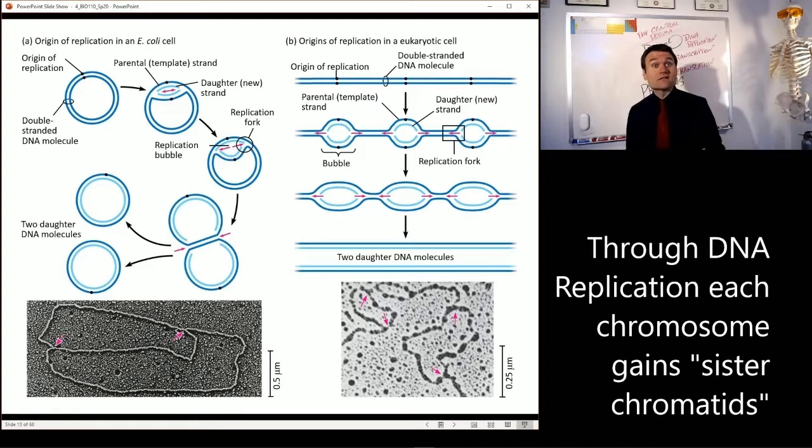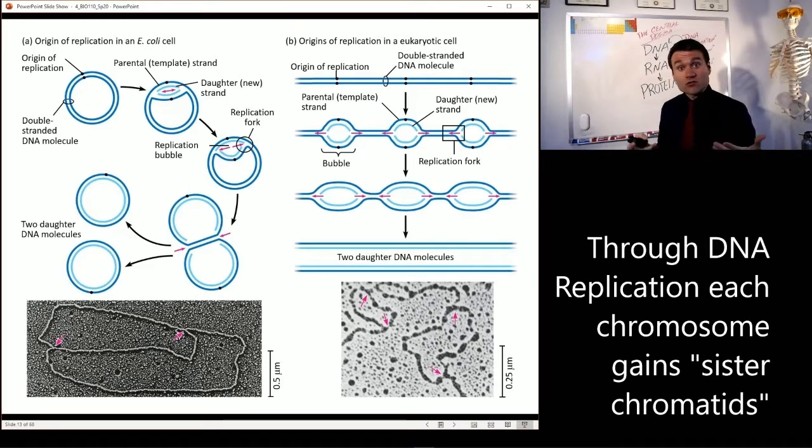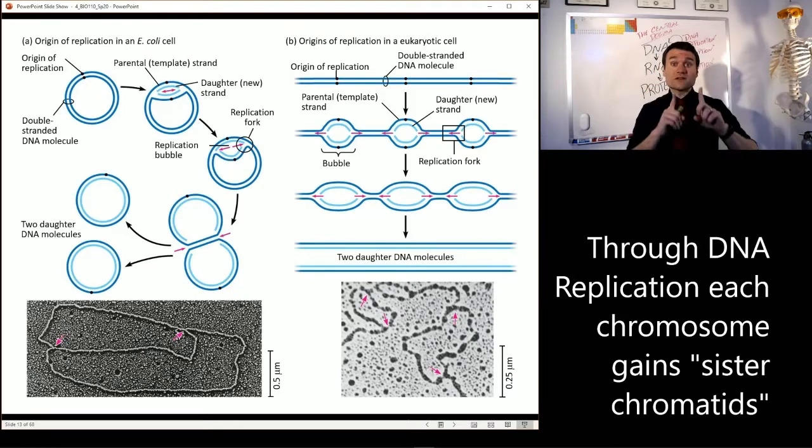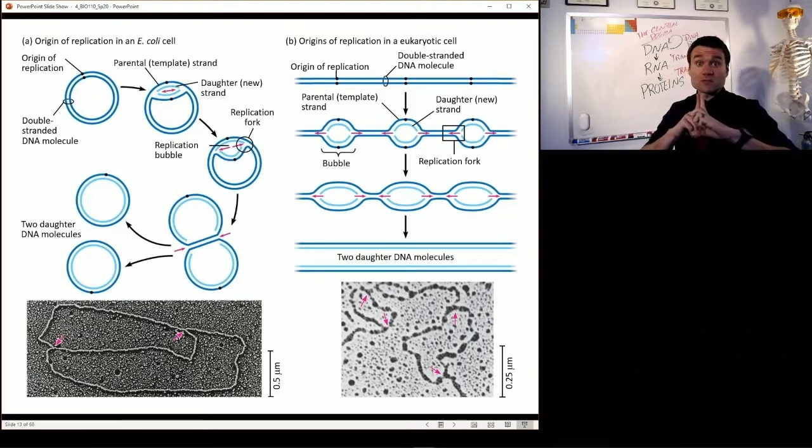During S phase is when DNA replication is going to occur, and the ultimate product of DNA replication is that every chromosome is going to have two chromatids joined together at the centromere.